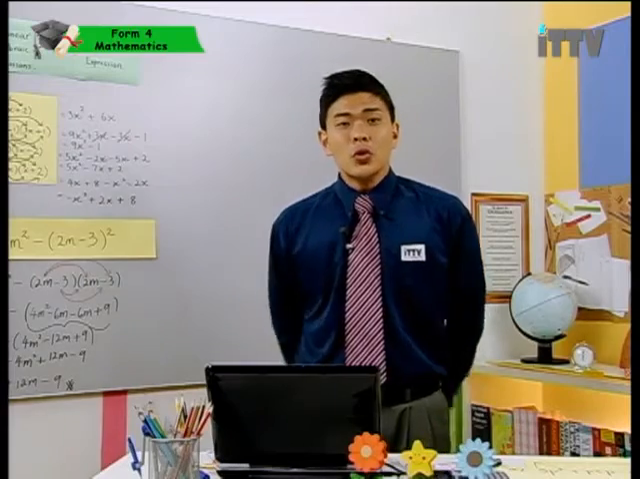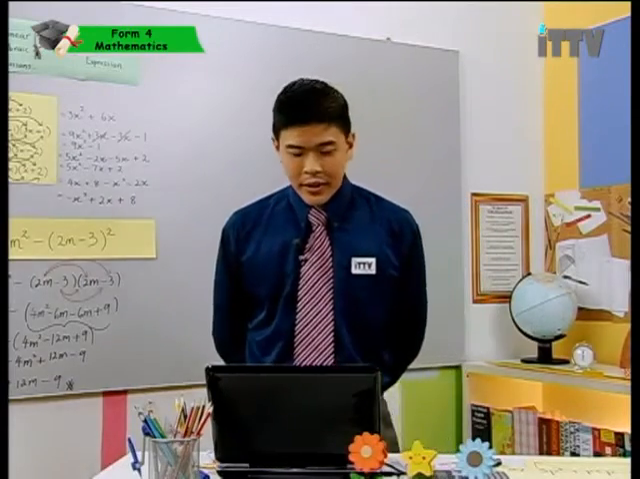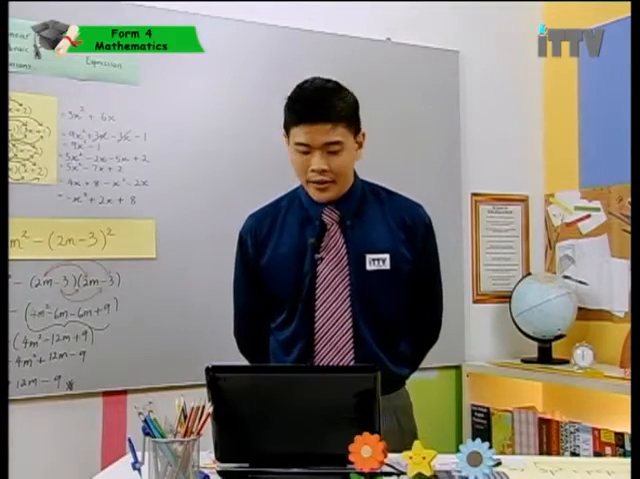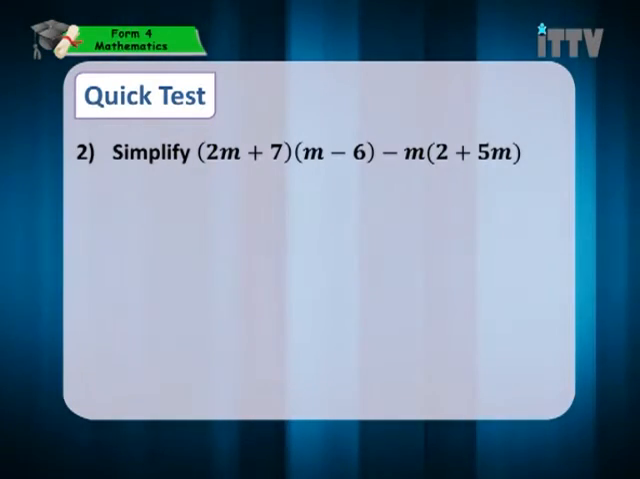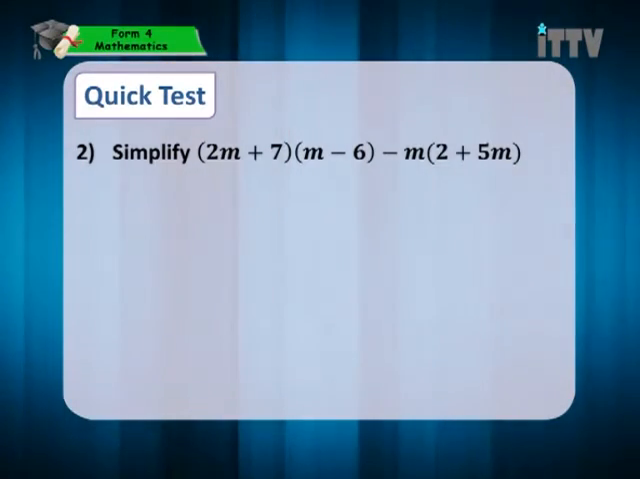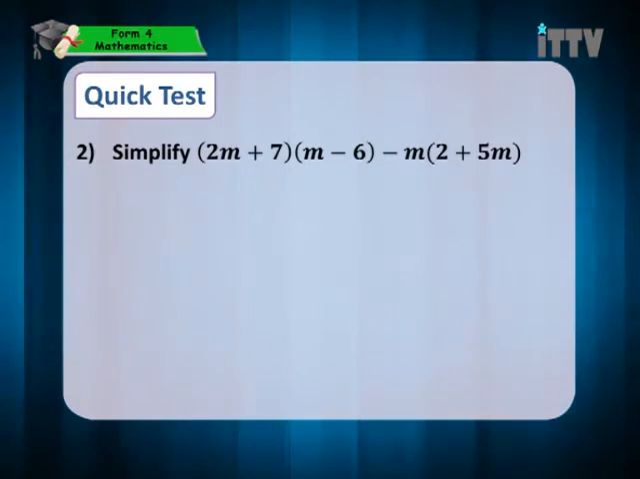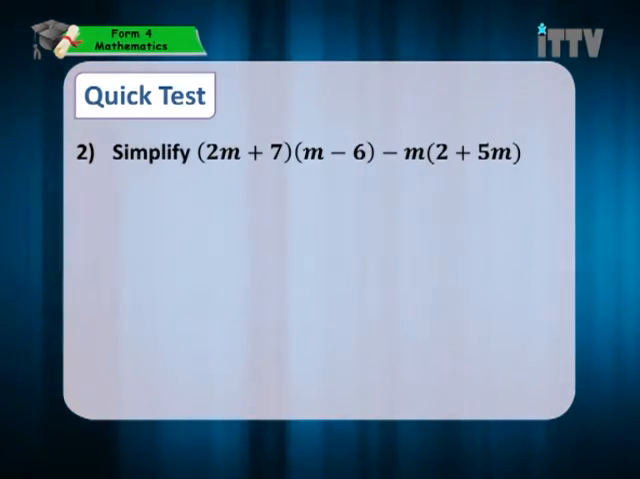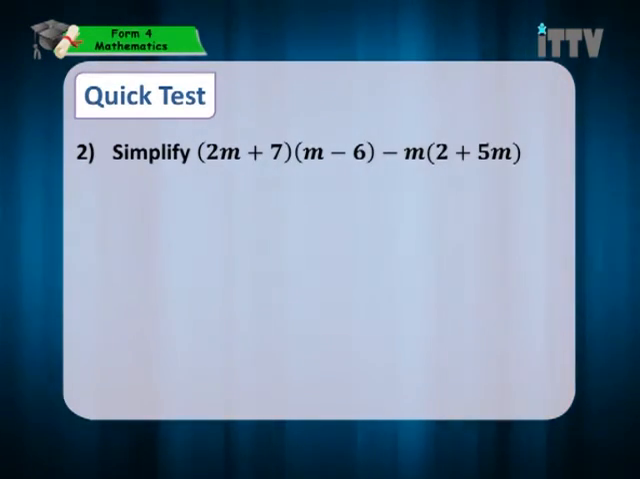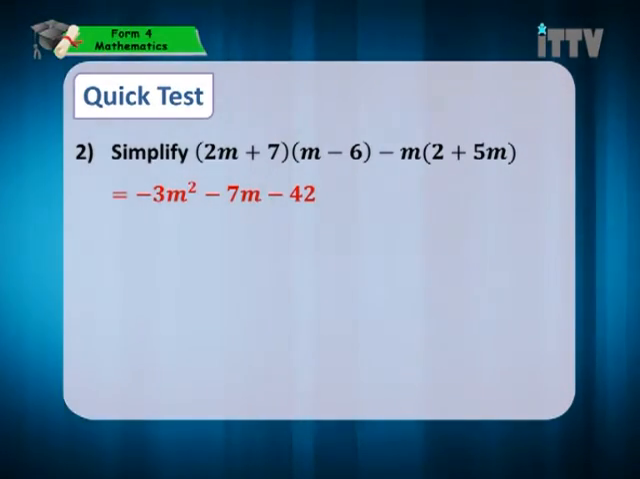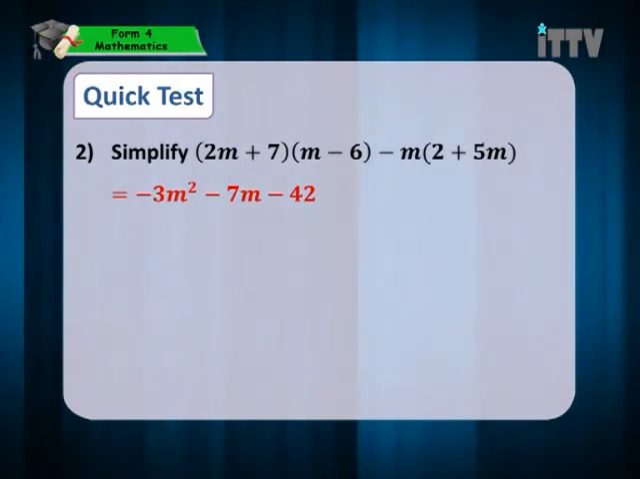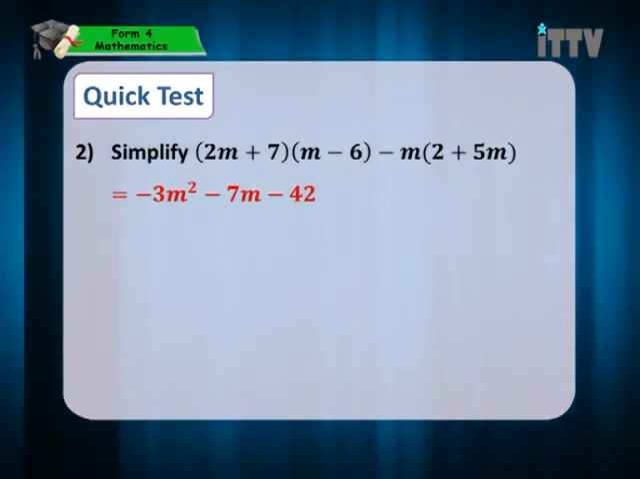What about number 2? A slightly longer expression. Simplify it. Alright, I'm sure you have. Simplify (2m plus 7) multiplied by (m minus 6) minus m times (2 plus 5m). You should get negative 3m squared, negative 7m, negative 42.